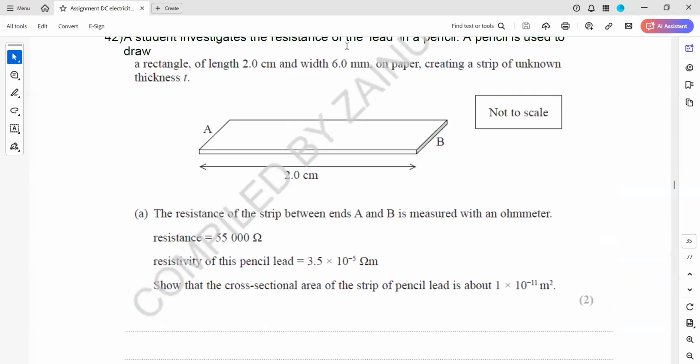If we use a softer pencil to draw this, it will have a greater proportion of graphite. More graphite means more charge carriers, a greater number of charge carriers. As a result, the resistance will be lower. Is it clear? The last part?